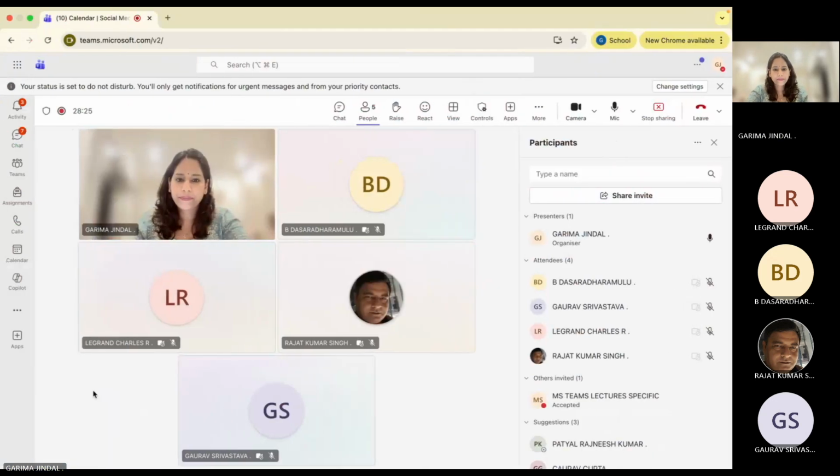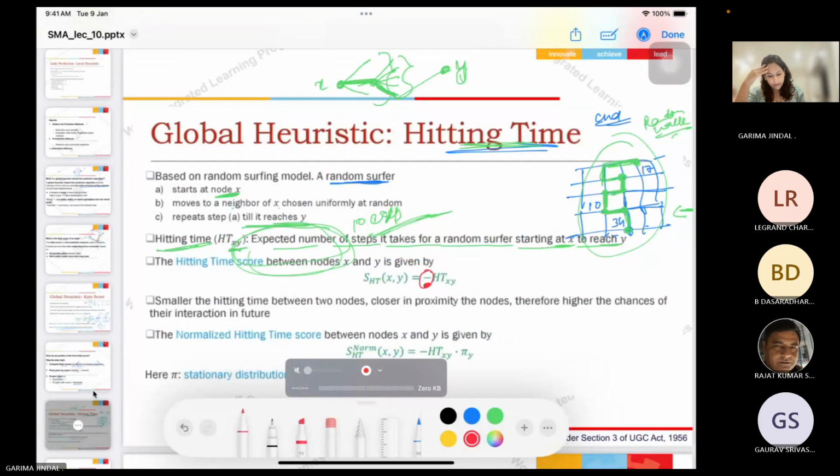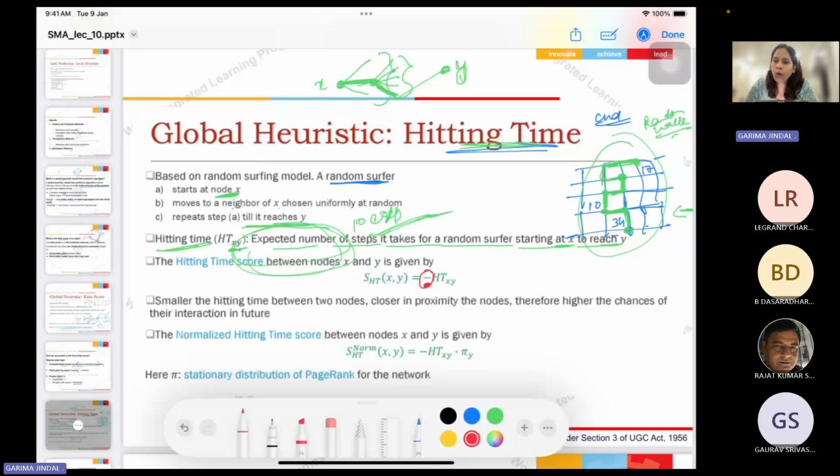So please try to answer this question. Why is there this minus sign here? Anyone wants to try?